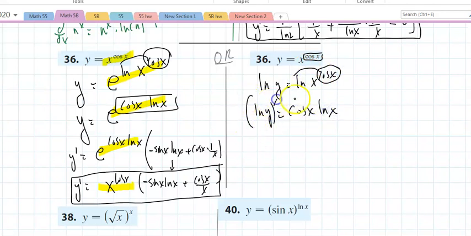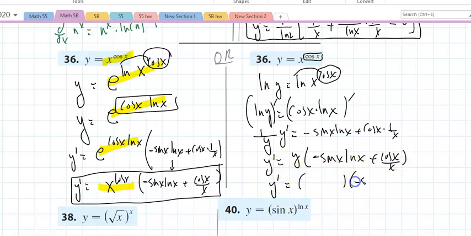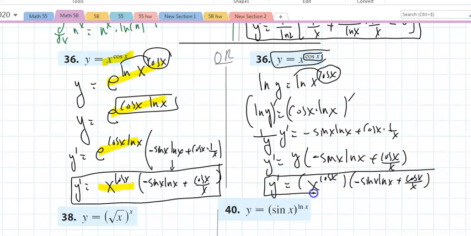And now if I take a derivative of both sides with respect to x, that is 1 over y times y prime, implicit differentiation. The product rule, negative sine of x times natural log of x plus cosine of x times 1 over x. And I could say y prime equals y times negative sine of x natural log of x plus cosine of x over x. And I can't leave a y in the answer. What does y equal? y equals x to the cosine of x. So either of those will do.